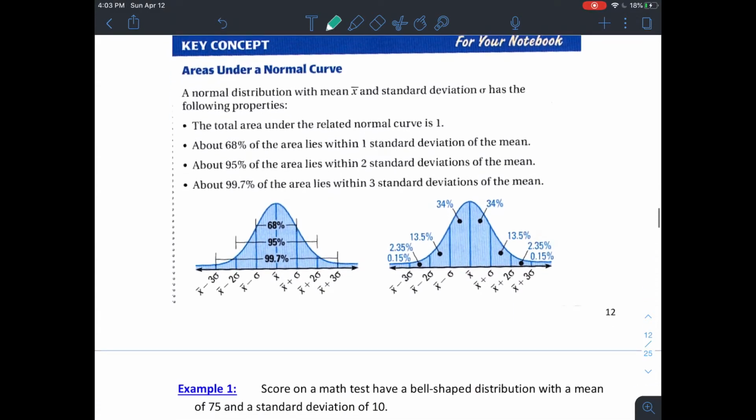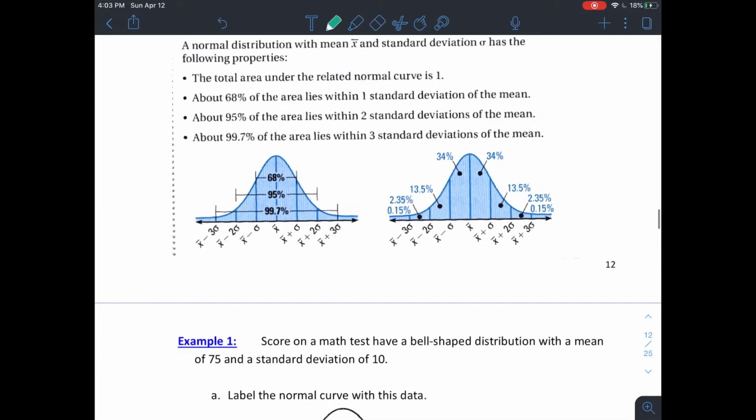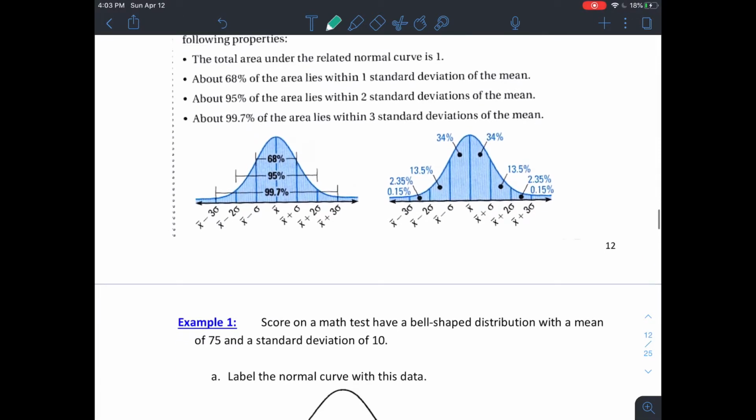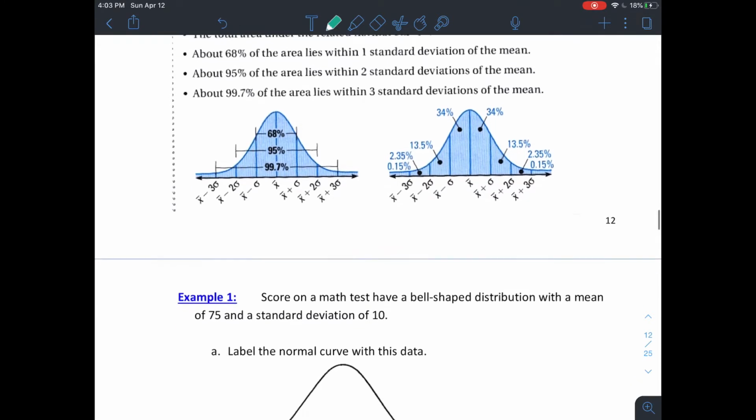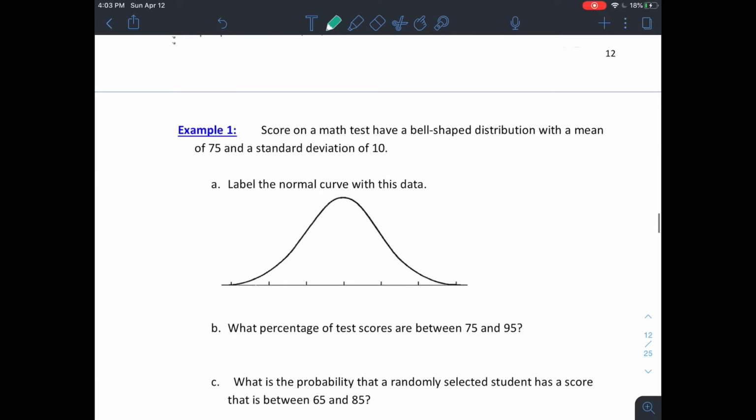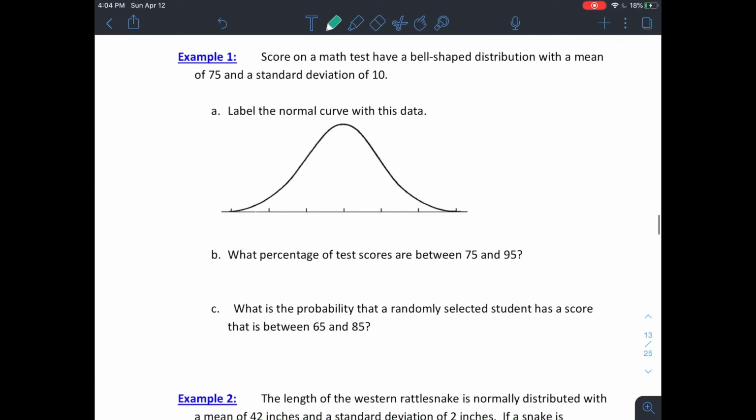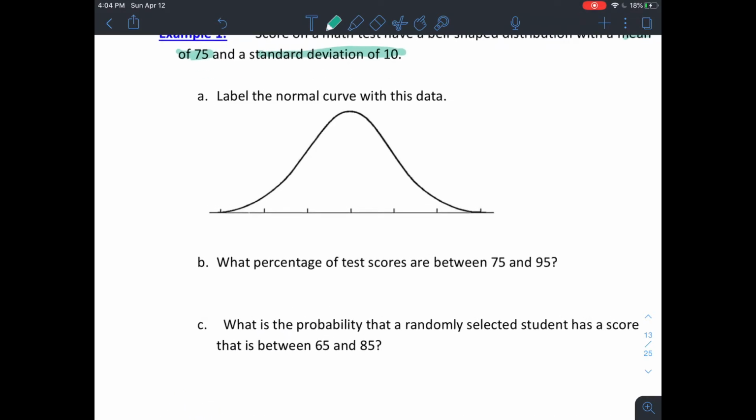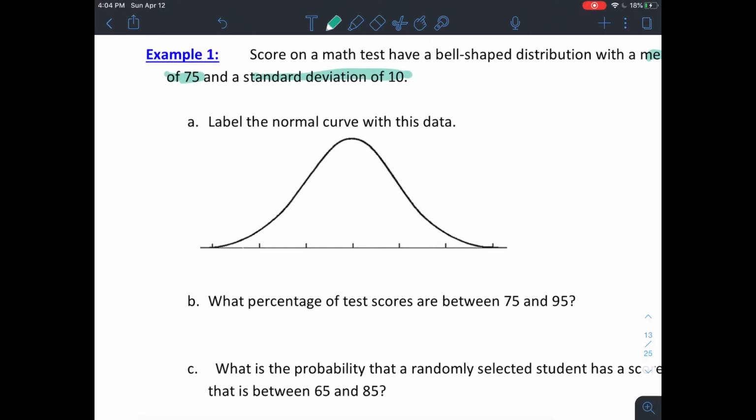If you know some properties about normal distributions, you can learn a lot about data that's normally distributed, including probabilities. You've got your distributions showing what percentage of data values fall within each range, so you can calculate probabilities for any data that's a normal distribution. If that looked like gibberish, don't worry, we'll do one. It's no big deal. Okay, so I've got scores on a math test that have a bell-shaped or normal distribution.